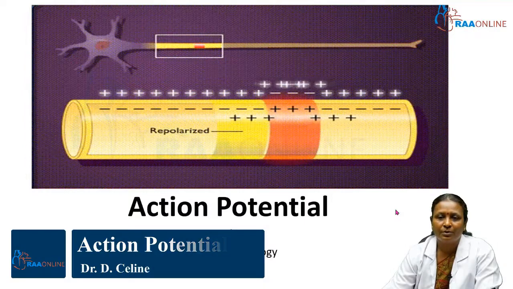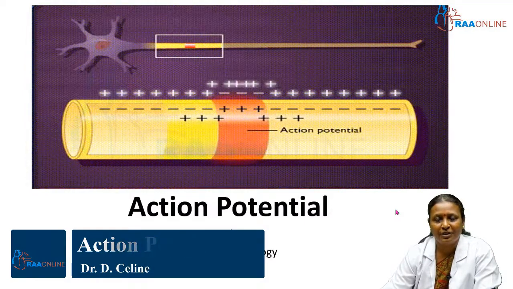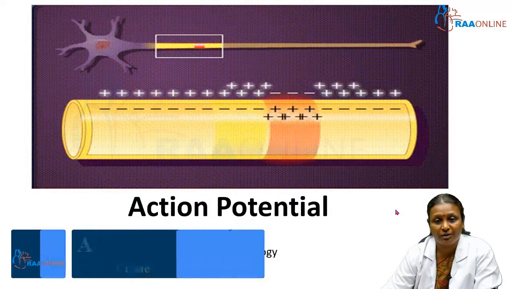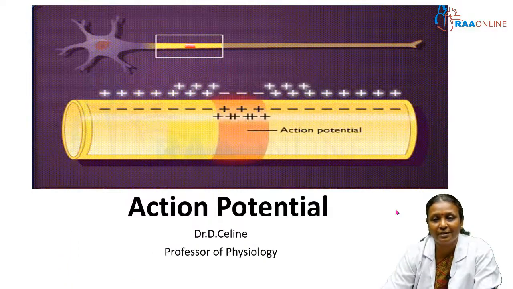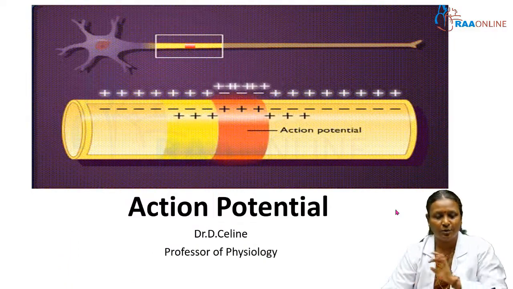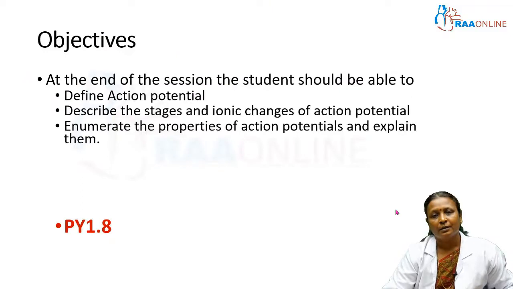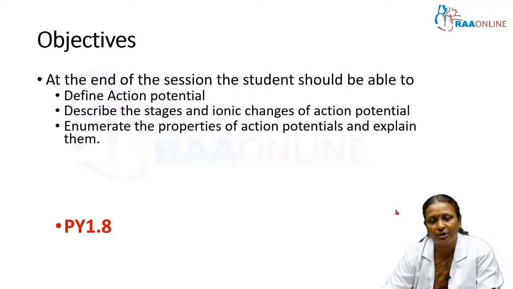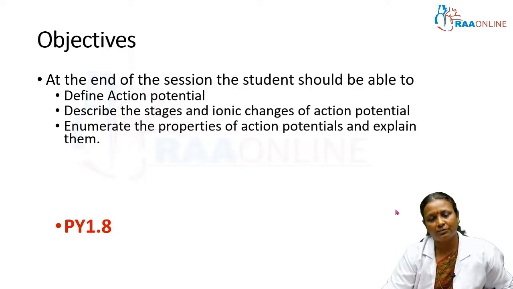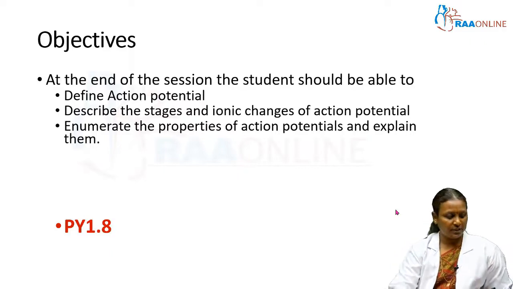Welcome back, students, to a session on action potential. Action potential. A potential which creates an action in the cell is action potential. At the end of the session, the student should be able to define what is action potential, describe the stages and ionic changes that occur during action potential, enumerate the properties of action potential and explain them. This comes under the physiology competency 1.8.